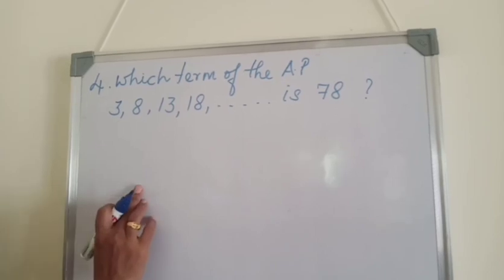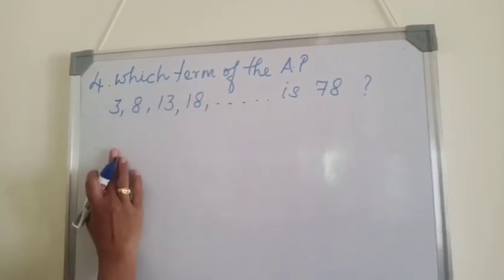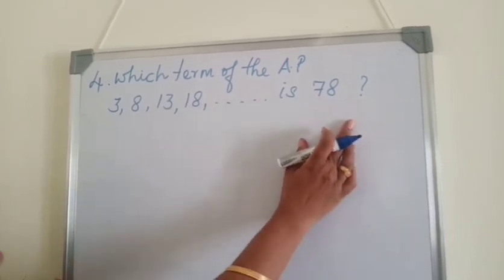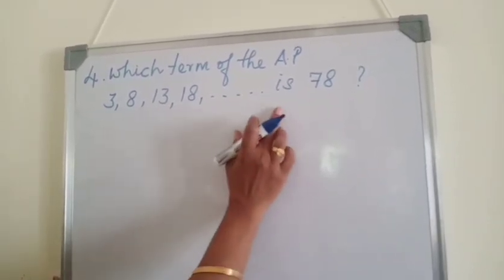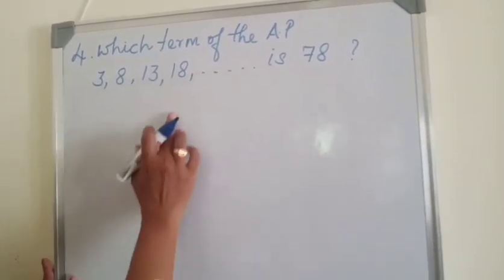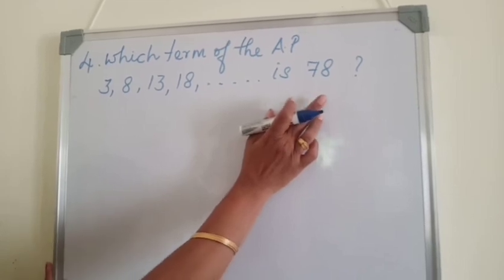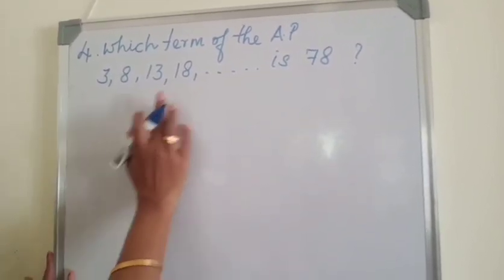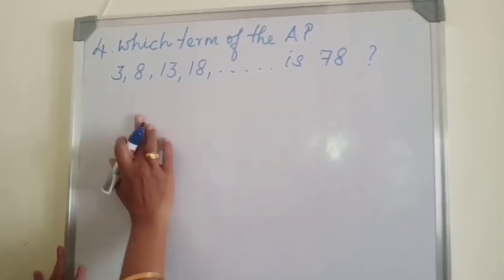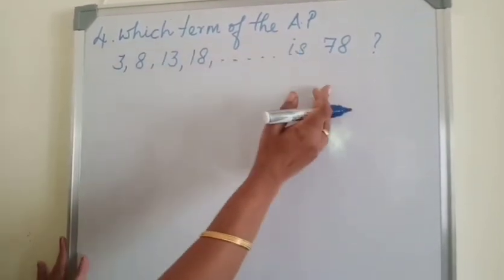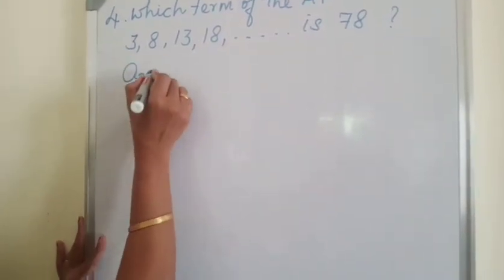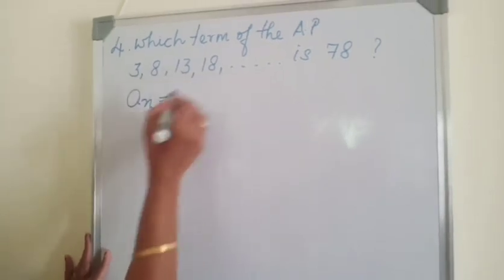Now let us see the next question. Which term of the AP 3, 8, 13, 18, etc. is 78? We have to find out which term is 78. That is, whether the 8th term of the AP is 78 or the 10th term of the AP is 78 or not. In this type of question, the 78 should be considered as AN. Which term? It may be the 7th term or 8th term or 10th term. In this, we will consider 78 as the nth term AN, as we don't know what n is.